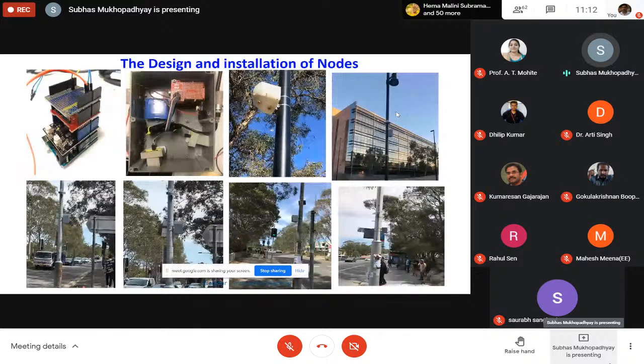So these are the installed sensors. We started in the beginning by 3D printing, but 3D printing took a long time, so later on we changed. This is our first prototype, but later on we changed and made a box.